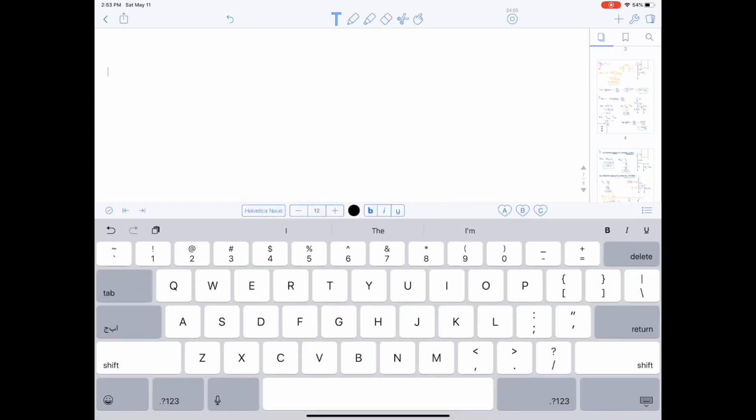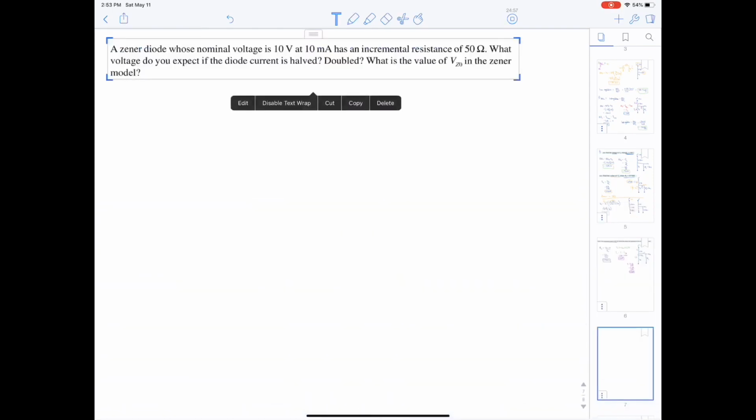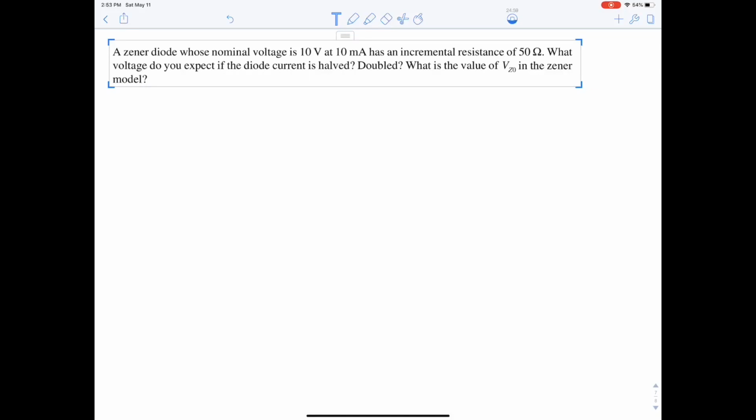Let's see, what does this question say? It says, a Zener diode whose nominal voltage is 10 volt at 10 milliampere has an incremental resistance of 50. What voltage do you expect if the diode current is halved, doubled? What is the value of V0 in the Zener model? Let's compute only VZ0 when the IZ is changed.